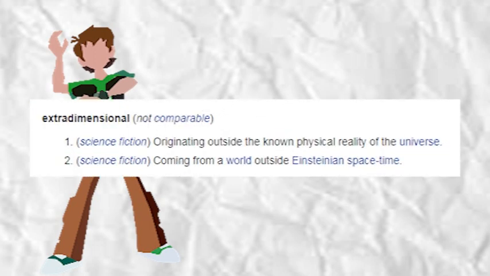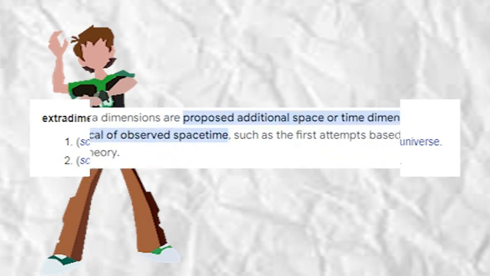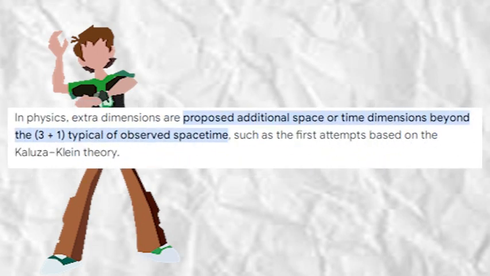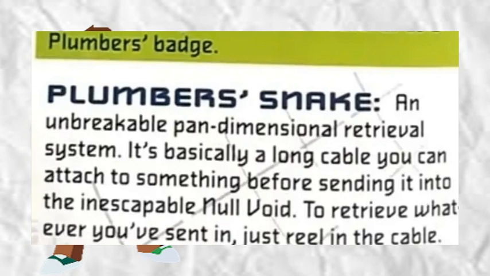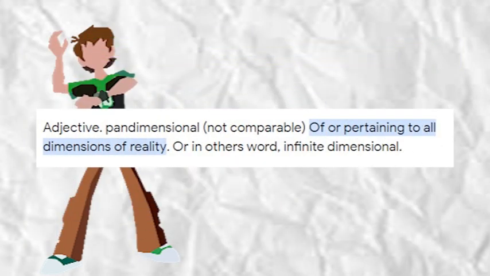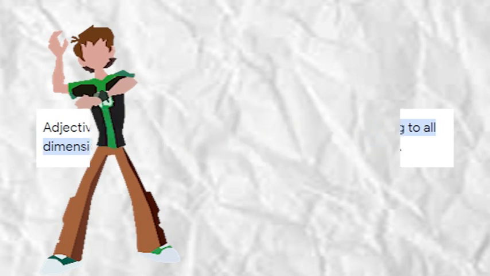The term extra-dimensional means originating outside the known physical reality of the universe, or coming from a world outside Einsteinian spacetime. Null Void is referred to as a pocket dimension. This could mean it's a separate spacetime outside of the main universe, but the second meaning of extra-dimensional refers to additional spatial or temporal dimensions beyond the familiar 4 dimensions, 3 spatial and 1 temporal, of observed spacetime. And Null Void could even be considered a higher dimension, since the Plumber retrieval system used in the episode Voided was considered an unbreakable pan-dimensional retrieving system, and pan-dimensional means pertaining to all dimensions of reality, or in other words, infinite dimensional. Either Null Void is a separate universe or infinite dimensional.